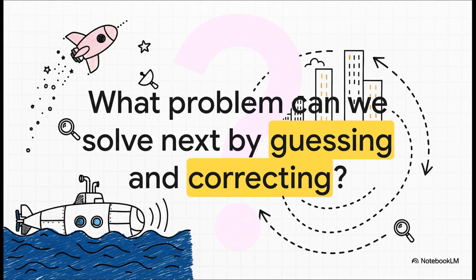This beautiful little cycle of predict and update, of guessing and then correcting with new evidence, it's allowed us to navigate to the moon, explore the bottom of the ocean, and drive through our own cities. So the question is, what's the next big problem we can solve with this kind of thinking? What happens when we apply this same smart approach of guessing and correcting to things that are even more complex, even more uncertain, like the climate or the economy, or maybe even how ideas themselves spread through society?